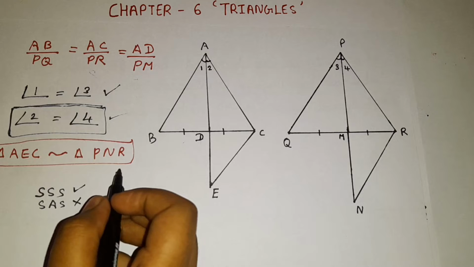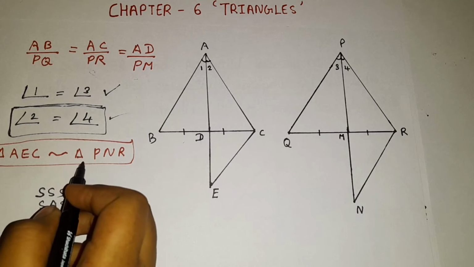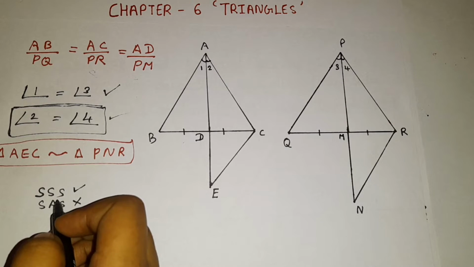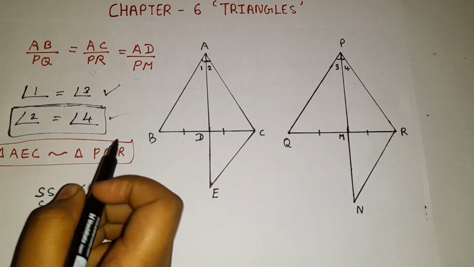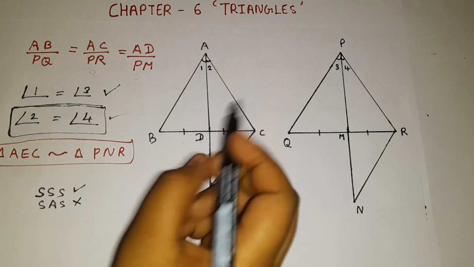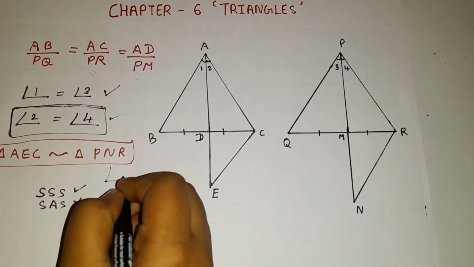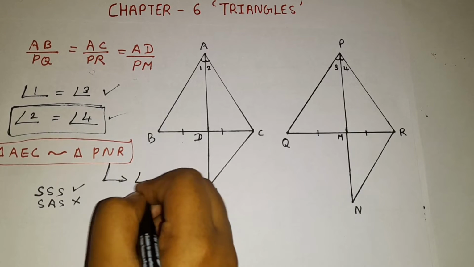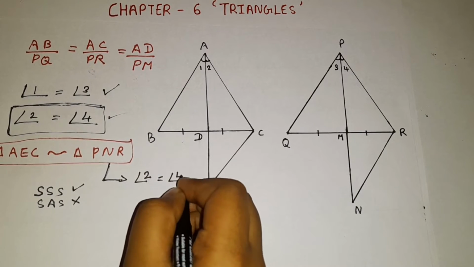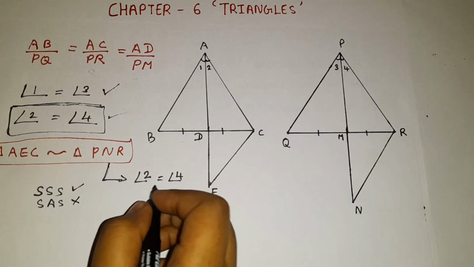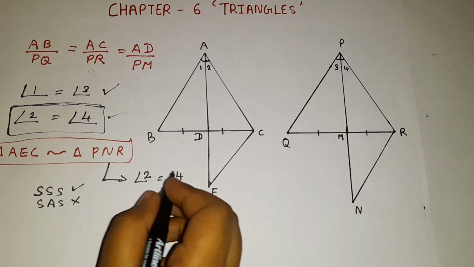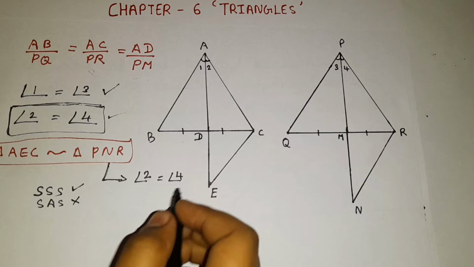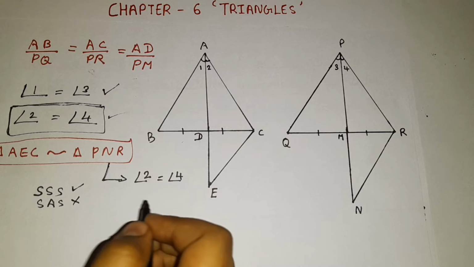So the point of proving it is similar is that we need one angle. We want to prove that angle 2 is equal to angle 4, so I'll write it here. What is the point of proving it is similar? Angle 2 is equal to angle 4. This is the main aim, guys. When I prove it is similar, I can say angle 2 is equal to angle 4. Then only I will be able to solve the question.